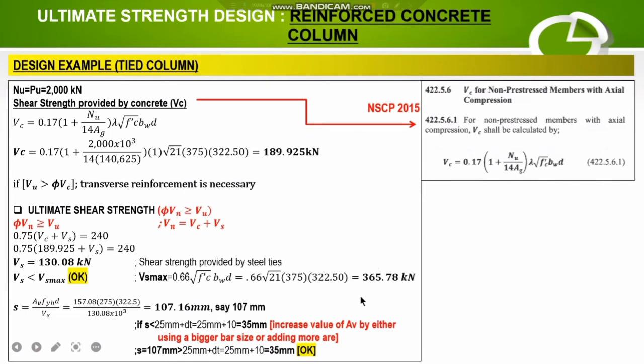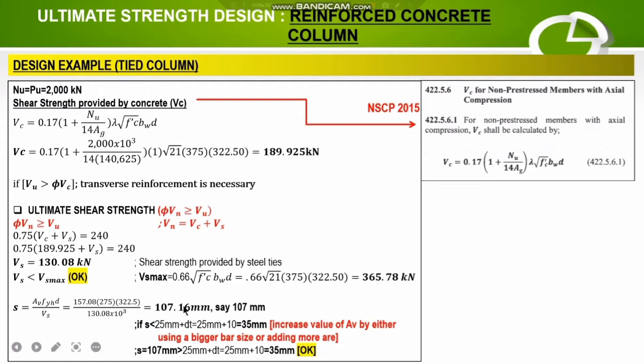So after solving the shear strength provided by steel, we can solve for the spacing of our lateral ties, or the steel ties, or transverse reinforcement. We are given a formula: spacing is equal to Av fy d over Vs. Then plug in all the values: 157.08 times 275 times 322.5 over 130.08 times 10 cubed. We converted the value of our Vs to newtons, so we can have consistency of our units. Then we can solve for our spacing of 107.16 mm, or say 107 mm.